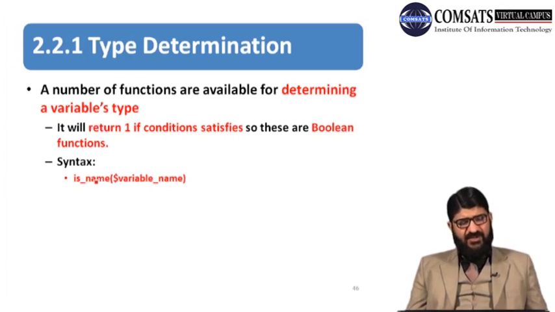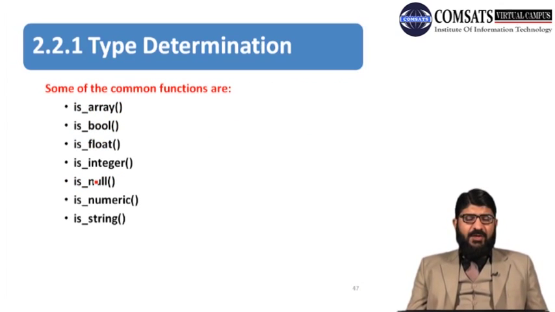So you want to see which function it is. What are the common functions we have for checking type? Is array, is boolean, is float, is integer, is null, is numeric, or is string. So it is one of these categories, we need to know which type of function we have available for knowing the type determination.